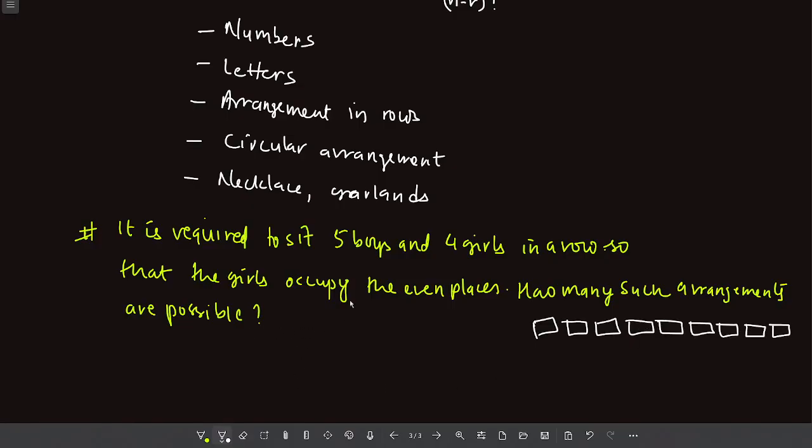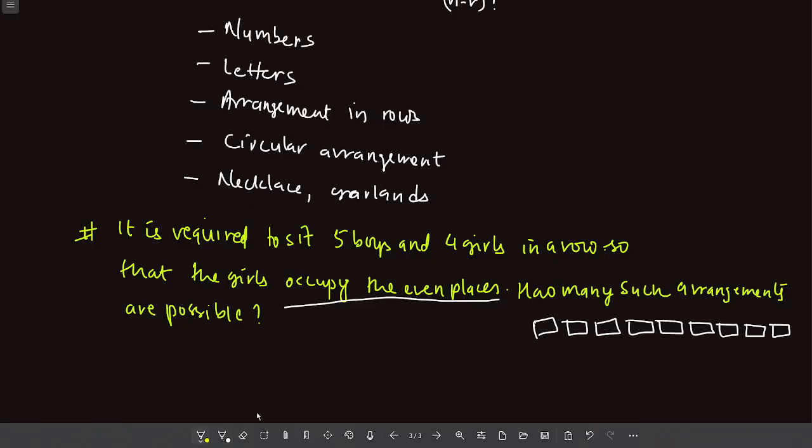Now, what is the condition? There is a specific condition given, so that the girls occupy the even places. There is one restriction here. We cannot place everyone in every place. Means we can just place girls in the even places. Even place means second place, fourth place, sixth place, eighth place. We can place girls.